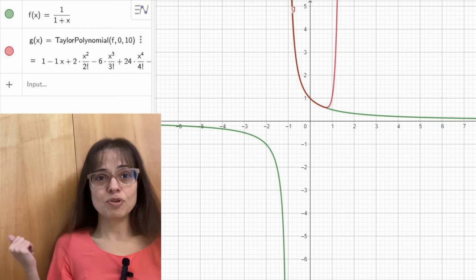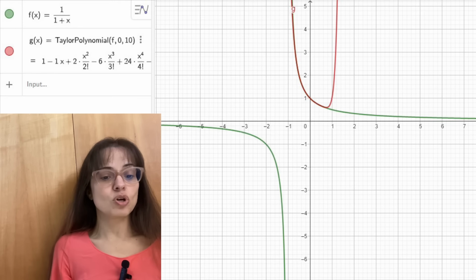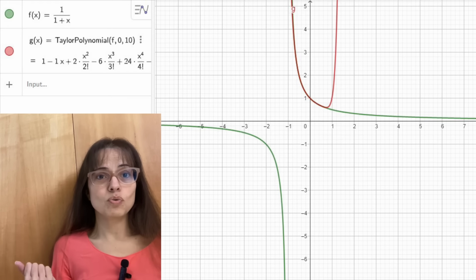So I'm going to show you now the pictures of the examples that we've been talking about. This is 1 over 1 plus x. It's the sum of the infinite geometric sequence. And I've asked the software here for a Maclaurin polynomial with 10 terms, okay?